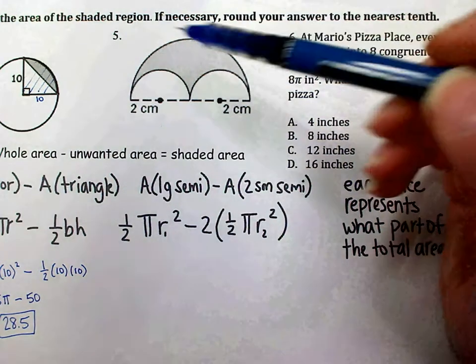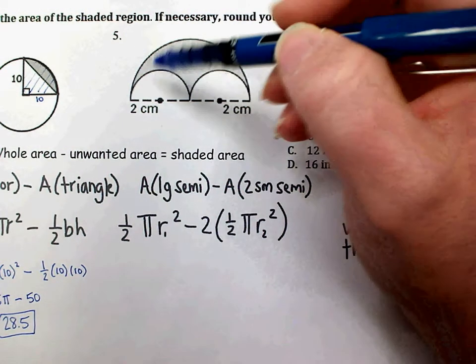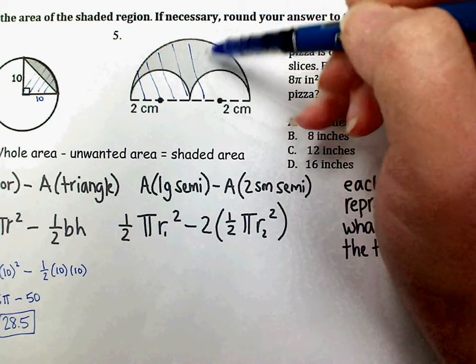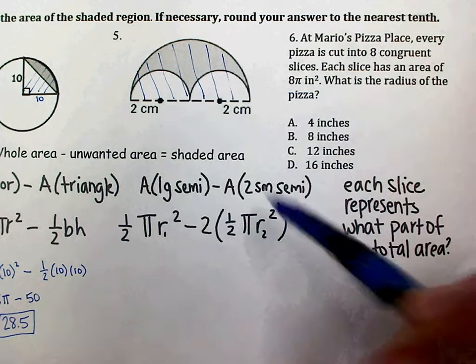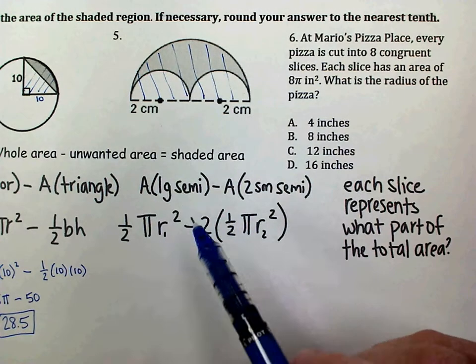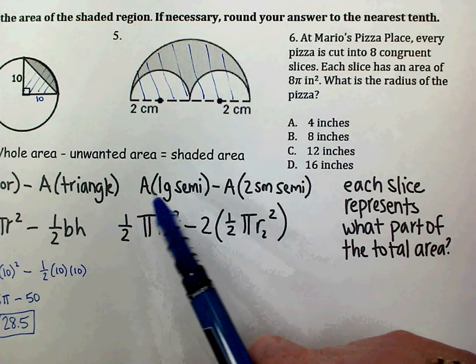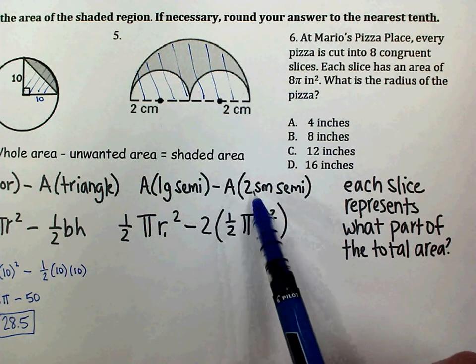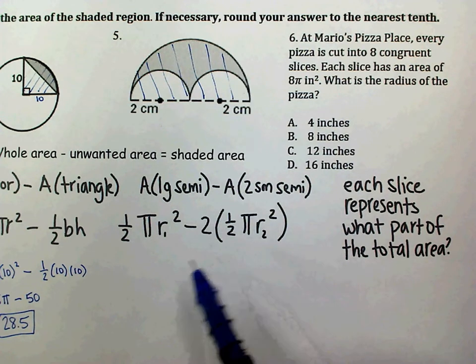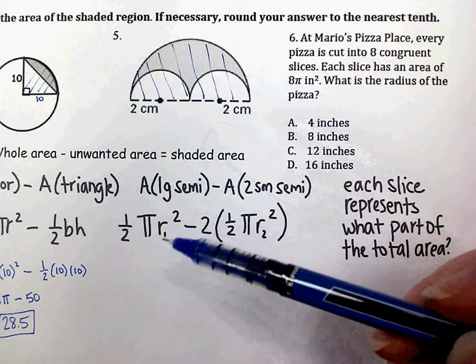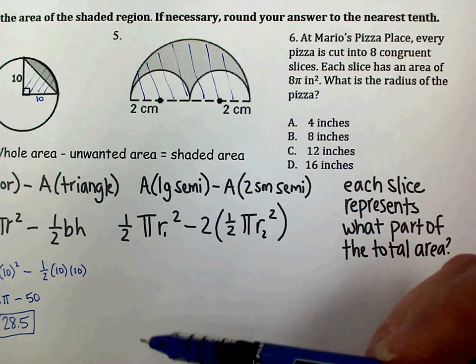For number 5, finding the area of the shaded region means we're first going to have to find the area of this whole sector, which is a semicircle, and then subtract out the unshaded parts, which are 2 semicircles. So we're going to find the area of the large semicircle and subtract away the area of the 2 smaller semicircles. So when we look at the degrees of a semicircle, it's 180 out of the full 360.